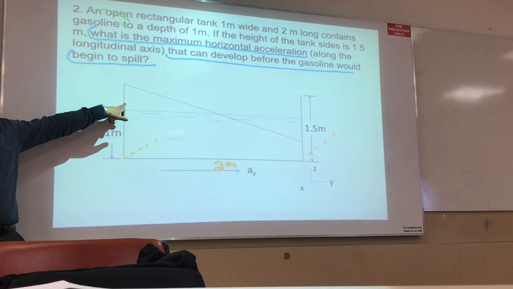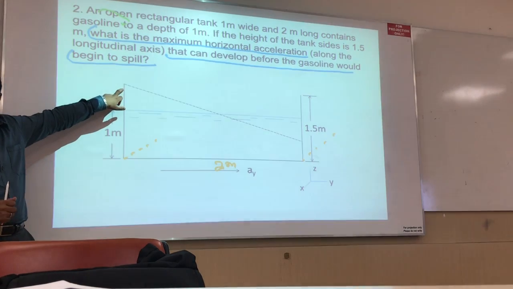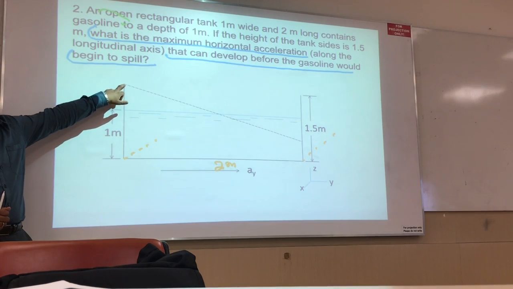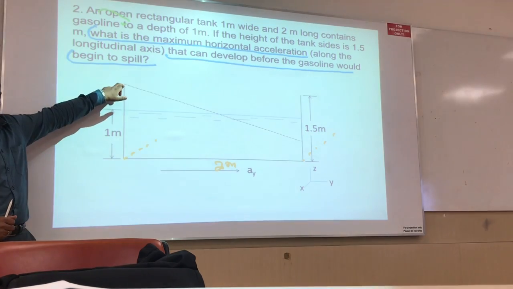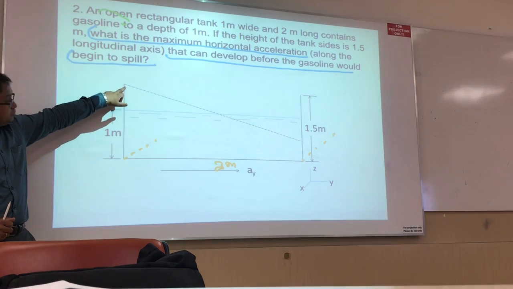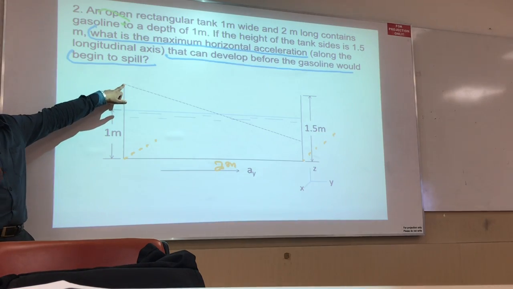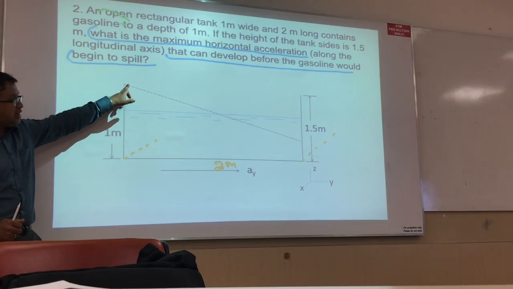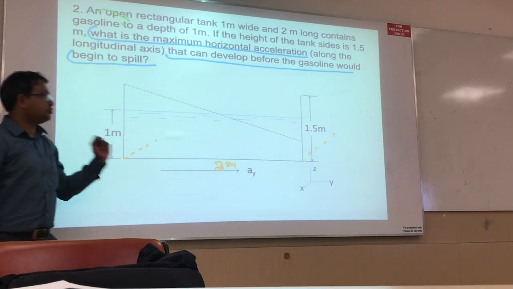This is not the maximum, correct? Slightly more, it is coming here. More, it is coming here. So this should be the maximum, right? When the water level reaches the top of the tank, then you can find the maximum acceleration. Otherwise, if you push further, the water will spill. This is the question.